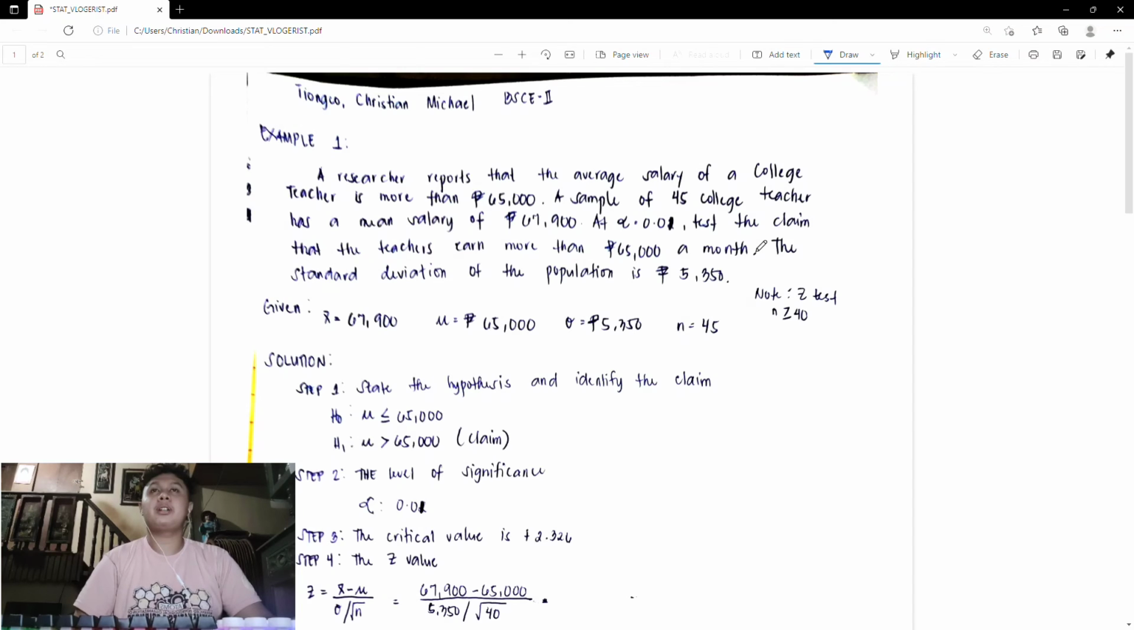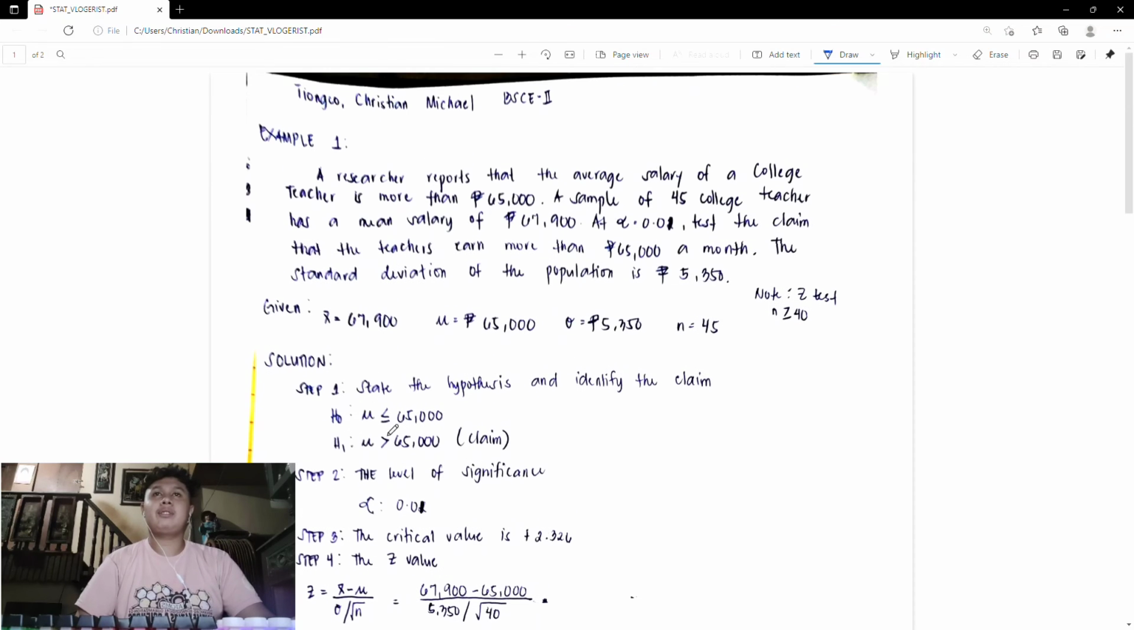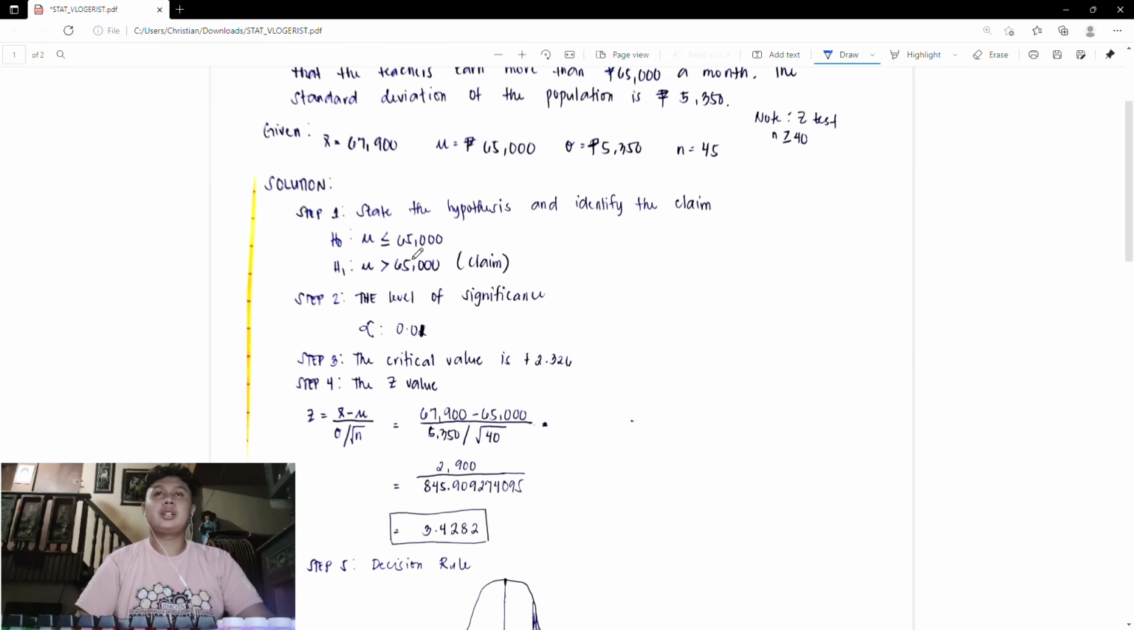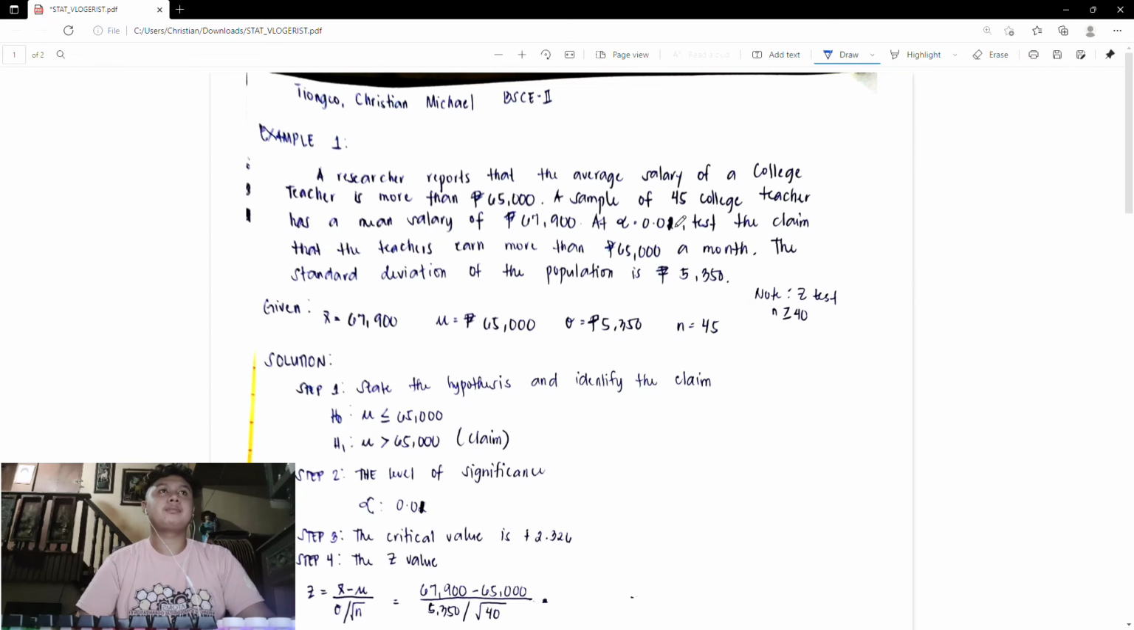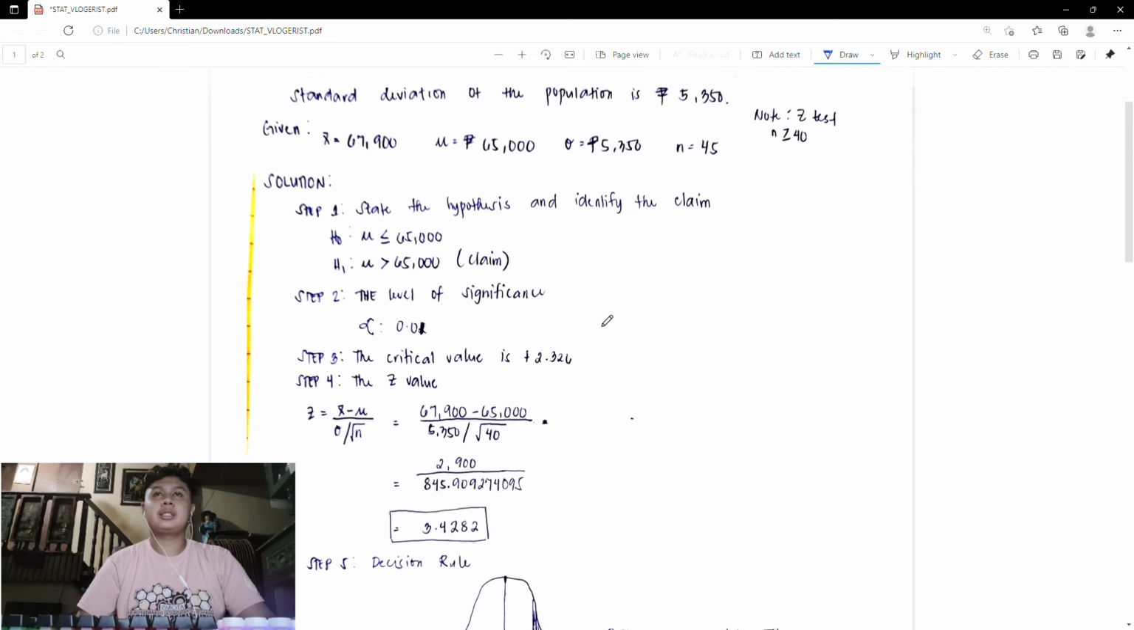So the solution: step 1 is to state the hypothesis and identify the claim. So the population mean is less than or equal to 65,000, or greater than 65,000. Step 2, the level of significance, which is given, is 0.01. The critical value is positive 2.326.